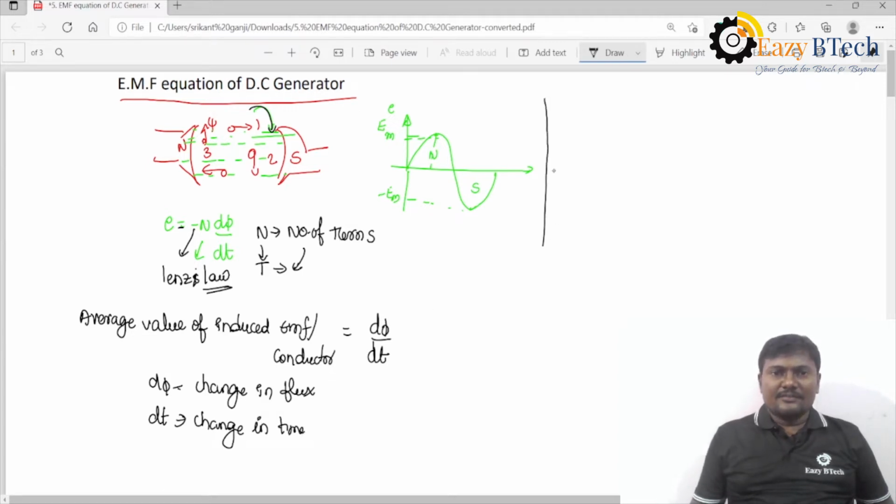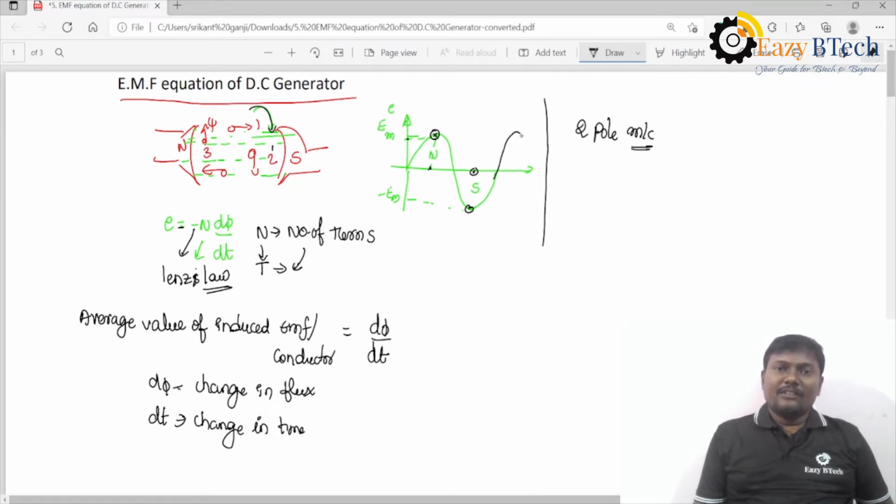So if you observe, for a two-pole machine, how many cutting actions will take place? If you observe this waveform, the maximum peak will be attained at pi by 2, and then the negative peak will be attained at 3 pi by 2. That means the maximum peak is attained at the center of the north pole, and the negative peak will be attained at the center of the south pole.